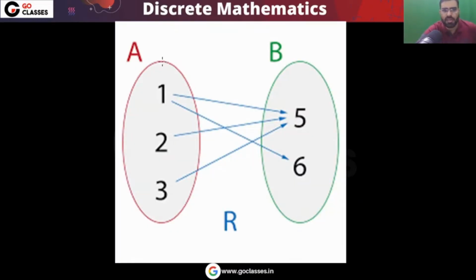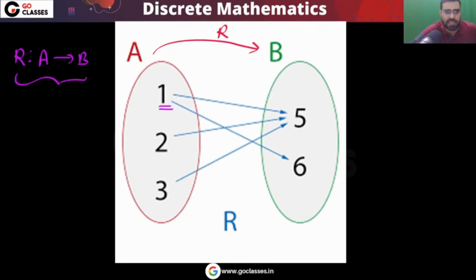For example, you can see here you have a set A which has three elements: 1, 2, 3. Set B has two elements: 5, 6. Now we have a relation R from set A to set B, and in this relation, the elements of set A are related to elements of set B.